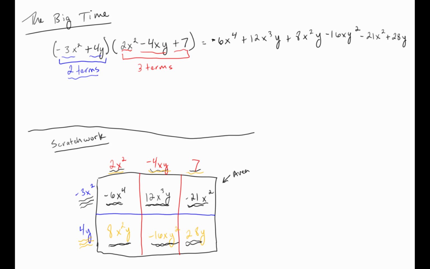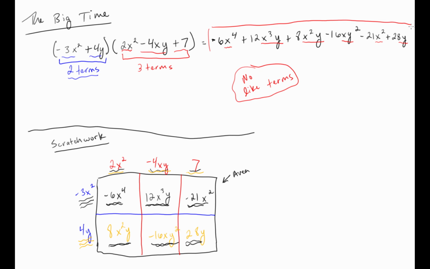And now I'm just going to go through and double check to make sure that there aren't any like terms for me to combine. So here I have a base of x to the fourth, and nope, none of those have a base of x to the fourth. X to the third y, nope. I just go through and double check them. I'm doing them in order, so hopefully I don't miss anything, and nope, no like terms. So we are done multiplying this out. That's all there is to it.